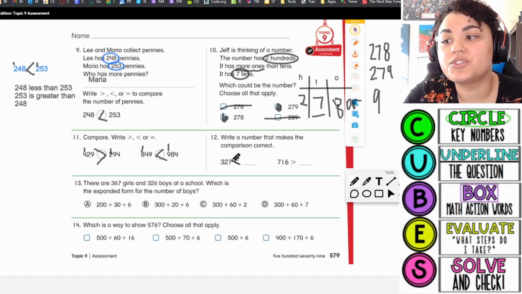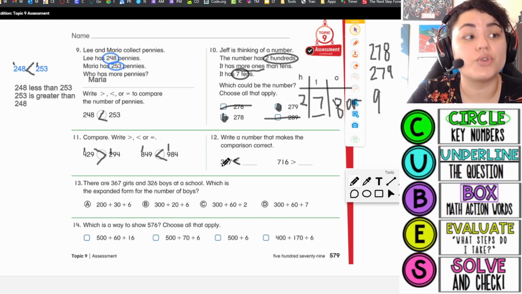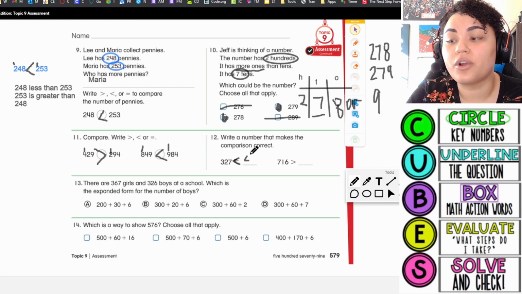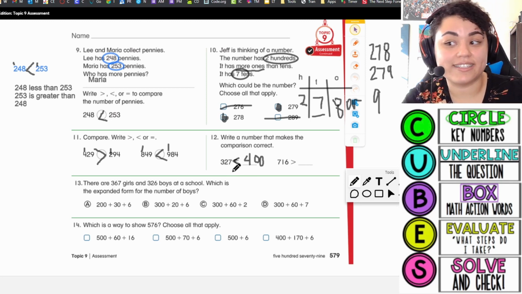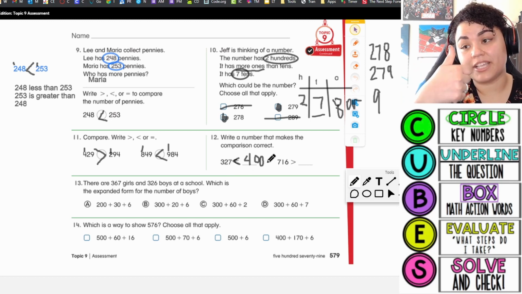So 327 is less than what number? So what number is bigger than 327? We could do 400, because then it makes sense. Always reread your sentence after just to check. So 327 is less than 400. That makes way more sense.